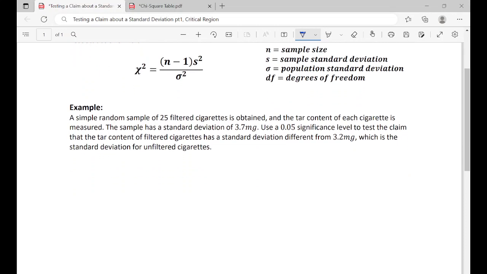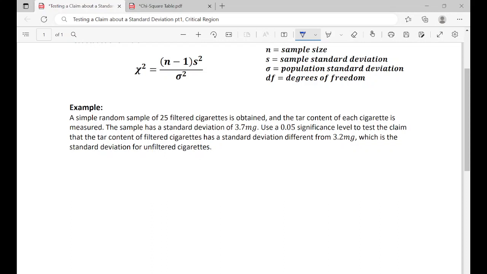So for this example, a simple random sample of 25 filtered cigarettes is obtained and the tar content of each cigarette is measured. The sample has a standard deviation of 3.7 milligrams, and we're going to use a 0.05 significance level to test the claim that the tar content of filtered cigarettes has a standard deviation different from 3.2 milligrams, which is the standard deviation for unfiltered cigarettes.